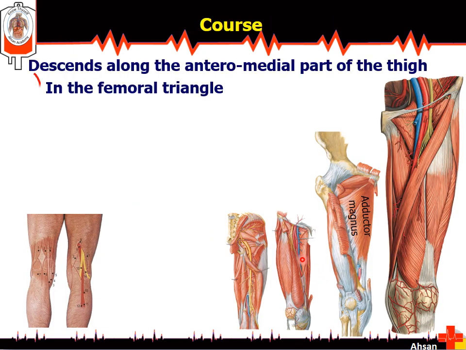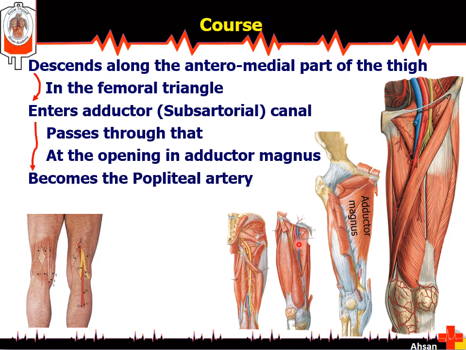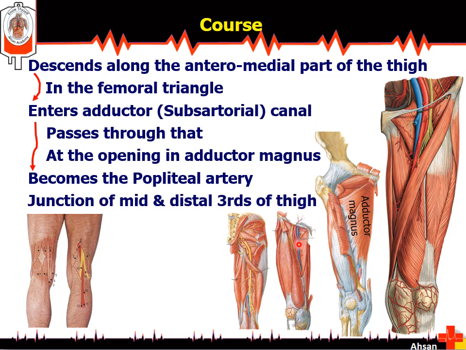The most important thing is that the artery lies in the anteromedial part of the thigh, in the upper third of the thigh, then enters into the subsartorial canal and into the middle part, the mid third of the thigh, passing through that canal up to the opening in the adductor magnus. This is at the junction of the mid third and the lower third of the thigh. Then it becomes the popliteal artery, passing in the popliteal fossa. It is on the back of the knee region, the genual region.